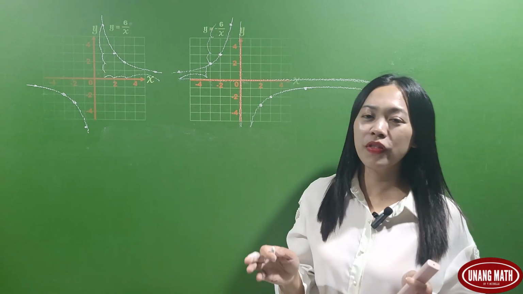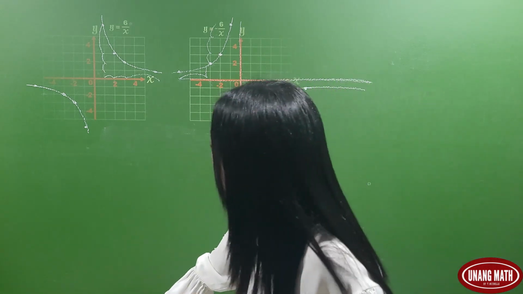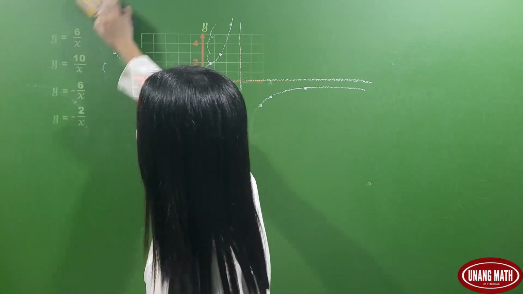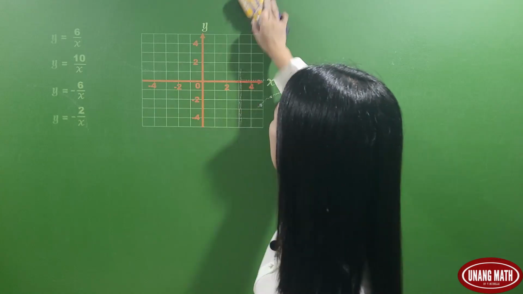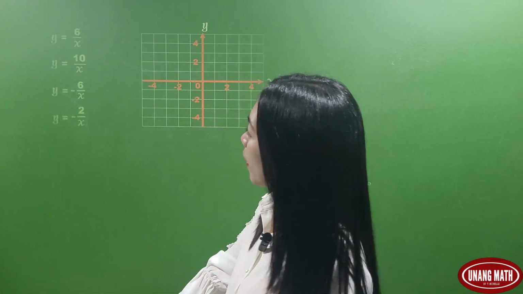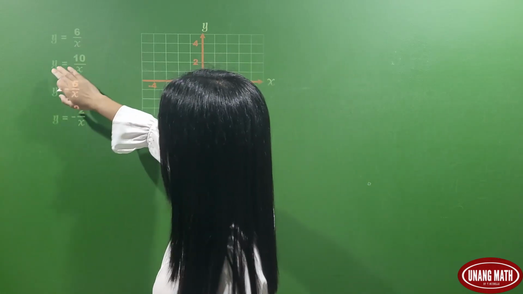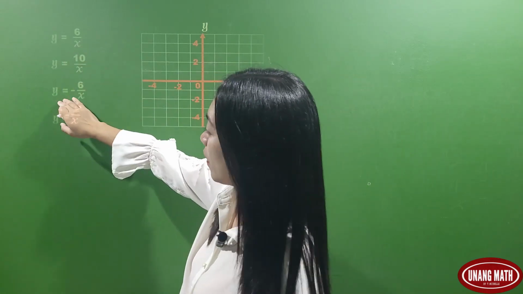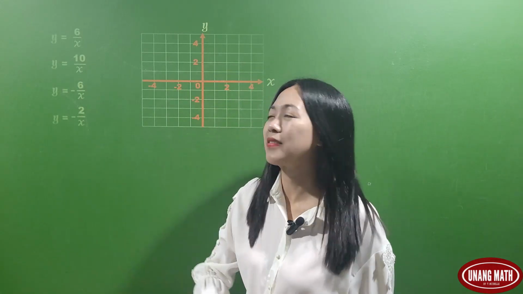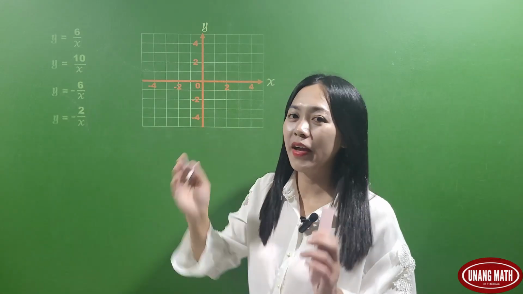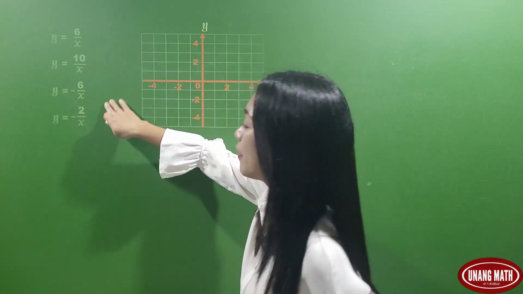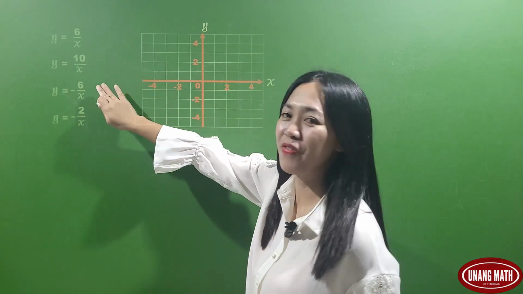Okay, and for the fourth characteristic or property of an inverse proportion equation, let's find out by drawing the graphs of the following equations. We have here y is equal to 6 over x, y is equal to 10 over x, y is equal to negative 6 over x, and y is equal to negative 2 over x. All these equations are inverse proportion equations. Let's draw the graph of each of these equations.